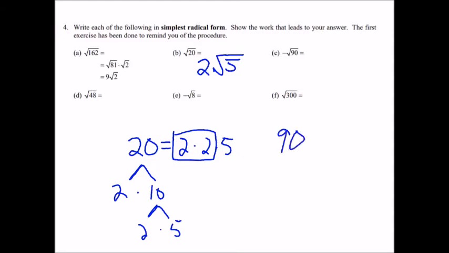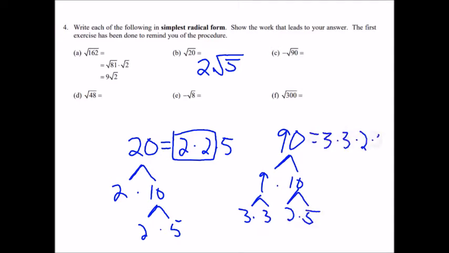90 is 9 times 10. That's 3 times 3. This is 2 times 5. So we've got 3 times 3 times 2 times 5. I've got a pair here, so that comes on the outside. And then on the inside of the radical, I'd still have 2 times 5, which is 10. Now it does want the negative answer, so negative 3 times the square root of 10.